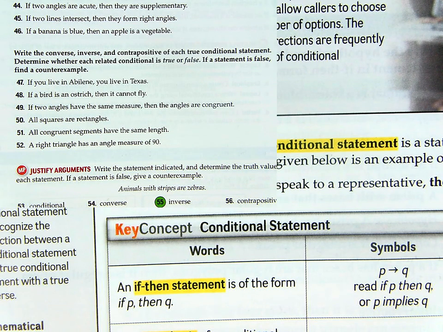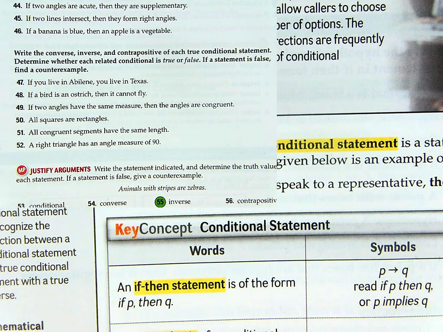All right, number 47, the original: if you live in Abilene, you live in Texas. The converse, so we flip it: if you live in Texas, then you live in Abilene. That's false. Now the inverse. Negate both of them. In other words, change the meaning of both statements. If you don't live in Abilene, then you don't live in Texas. That's also false.